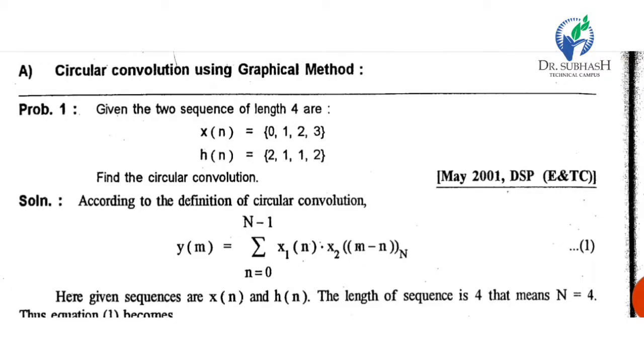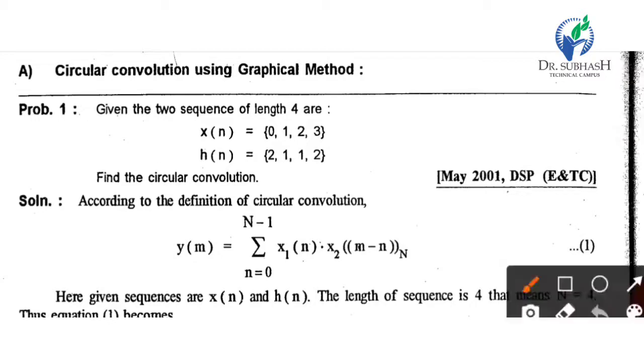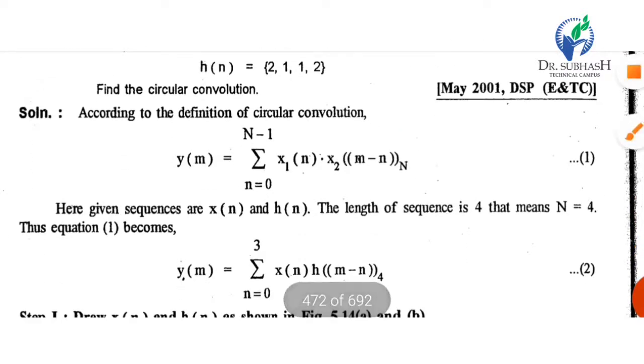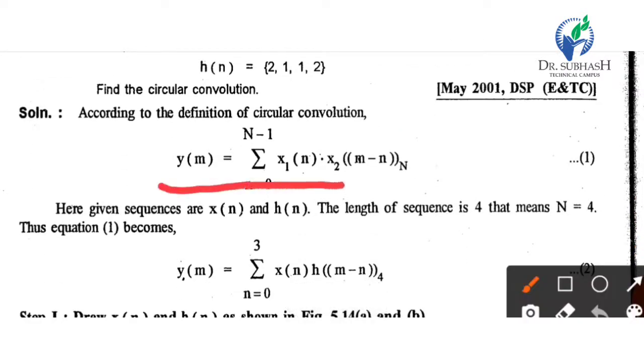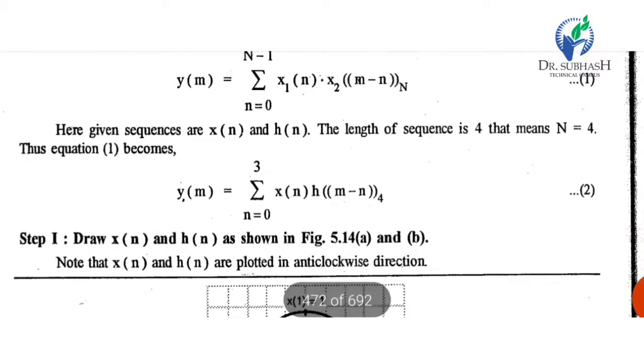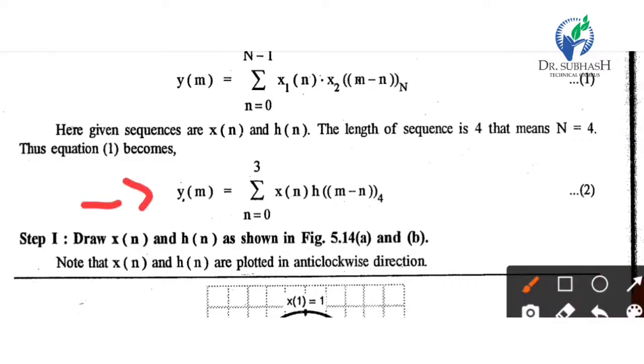Given two sequences of length 4, x of n equal to 0, 1, 2, 3 and h of n equal to 2, 1, 1, 2. According to the definition, y of m equal to the summation of x1 of n multiplied with x2 of m minus n modulo N. Here we put the limit capital N equal to 4. So y of m equal to summation n from 0 to 3 of x of n h of (m minus n) modulo 4.